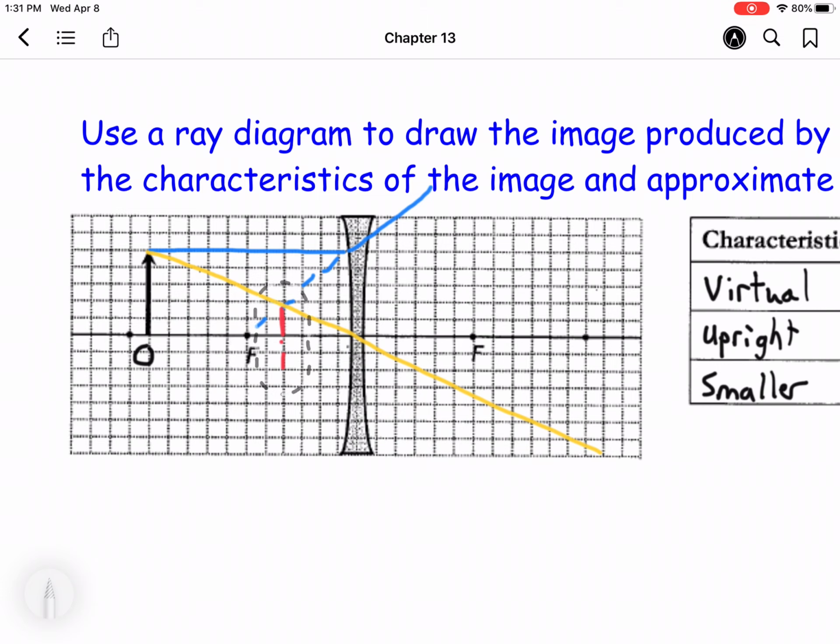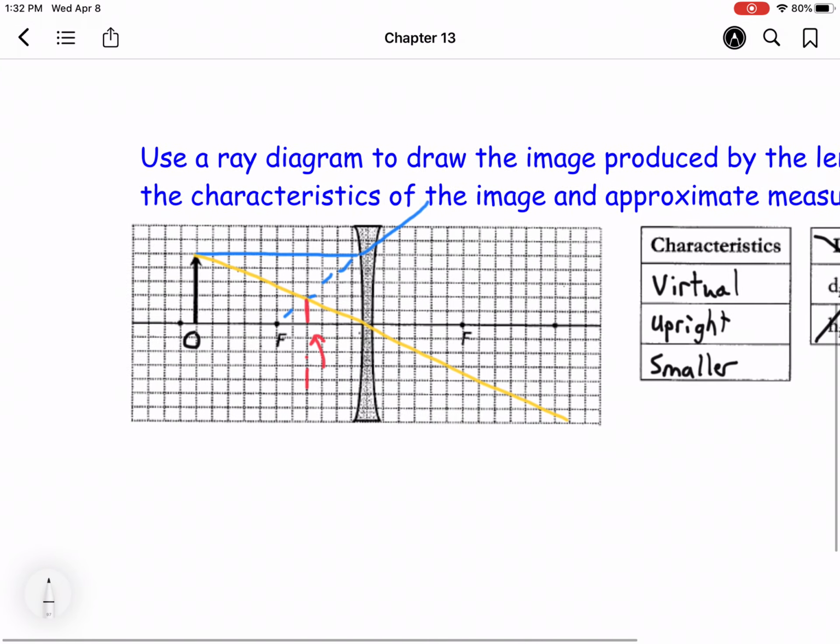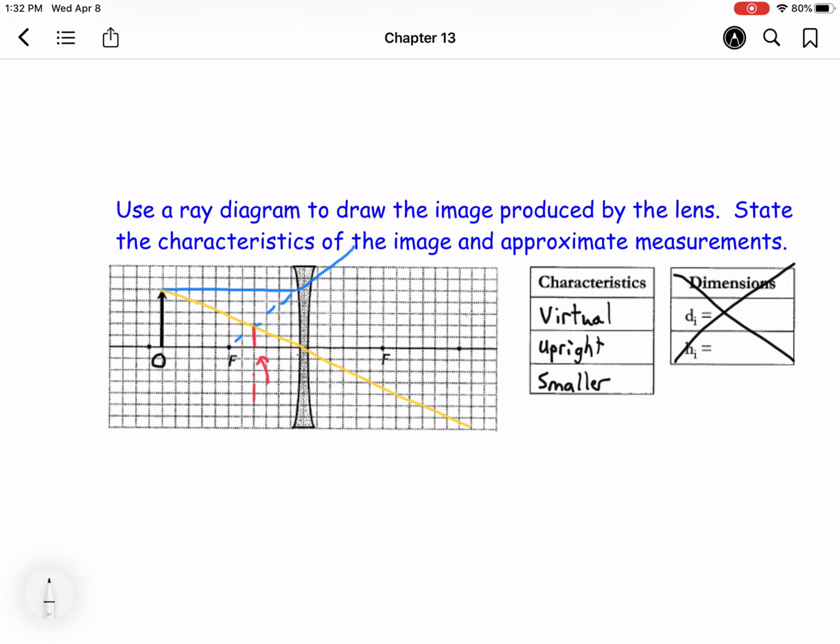That's supposed to be a little eye below the line, so don't get confused with what the eye is. Why don't I just erase that and rewrite it, so you can see what I'm talking about. Okay, this is the image. So smaller, virtual, and upright. Again, we can do the dimensions, but that's based off of us going through it.